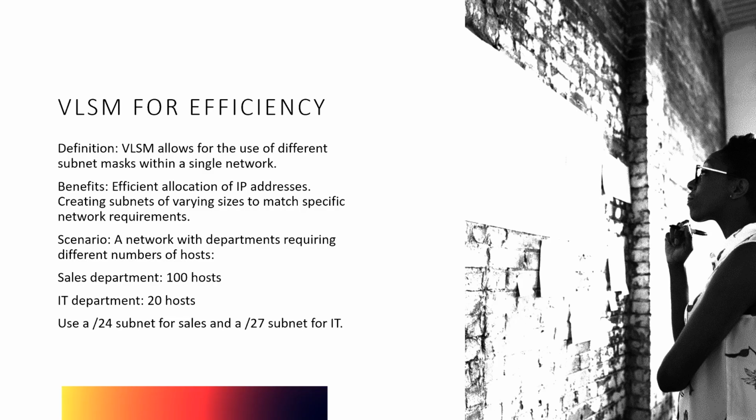I have a scenario outlined here with a network whose departments require different numbers of hosts. Here you would have a sales department needing 100 and an IT department needing 20. So in that scenario, you would use a /24 subnet for sales and then a /27 subnet for IT.